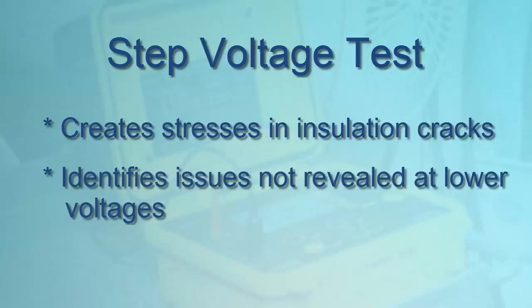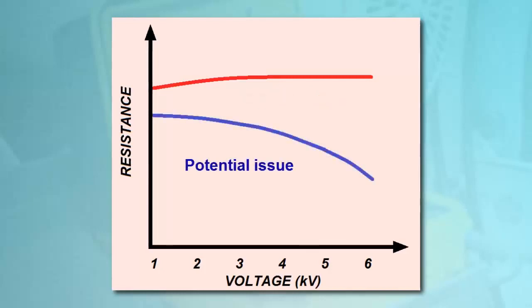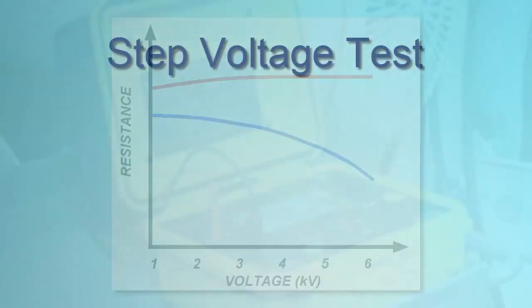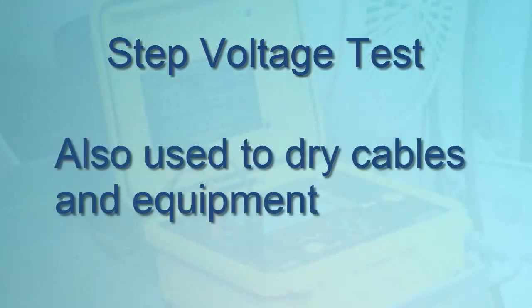Insulation that is thoroughly dry, clean, and in good physical condition should provide roughly the same resistance measurement across the voltage range. If instead you observe a significant decrease in resistance at higher voltages, your insulation may be contaminated or deteriorating. Step voltage testing is also often used as a way to dry wet cables or equipment. Gradual voltage steps, applied for increasingly longer durations, can facilitate drying through heating.